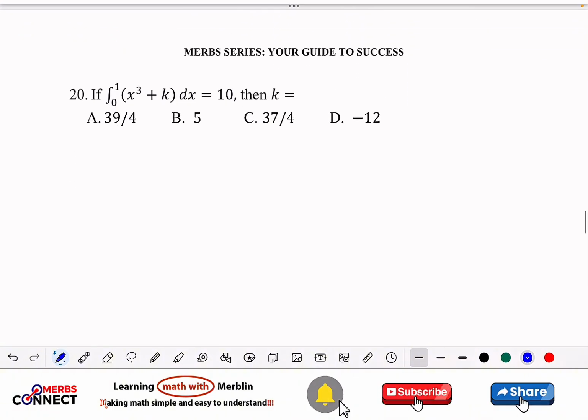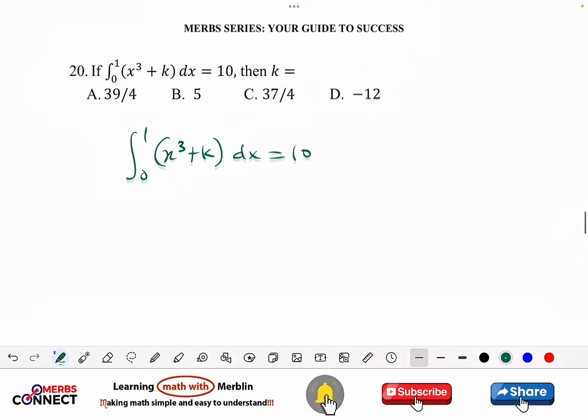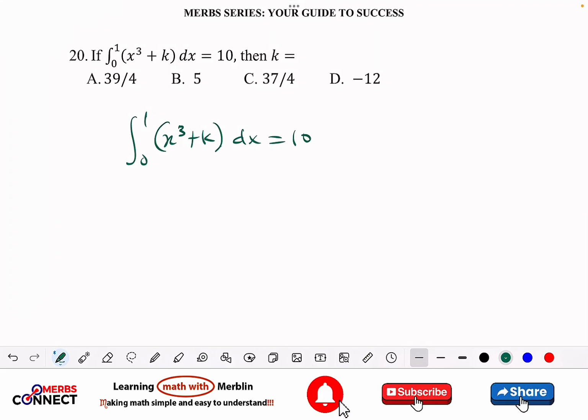Now let's look at 20. So 20, we want to find k. So I think we've done some questions like this before. So this is integrating from 0 to 1, x to the power 3 plus k dx is equal to 10, right? So this is going to give us, integrate x to the power 3 is going to give us this. When I integrate k, I'm going to have this from 0 to 1 is equal to 10.